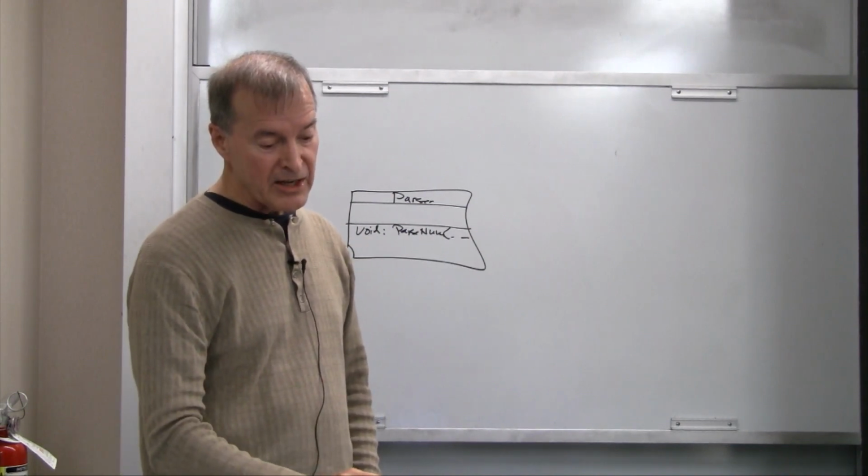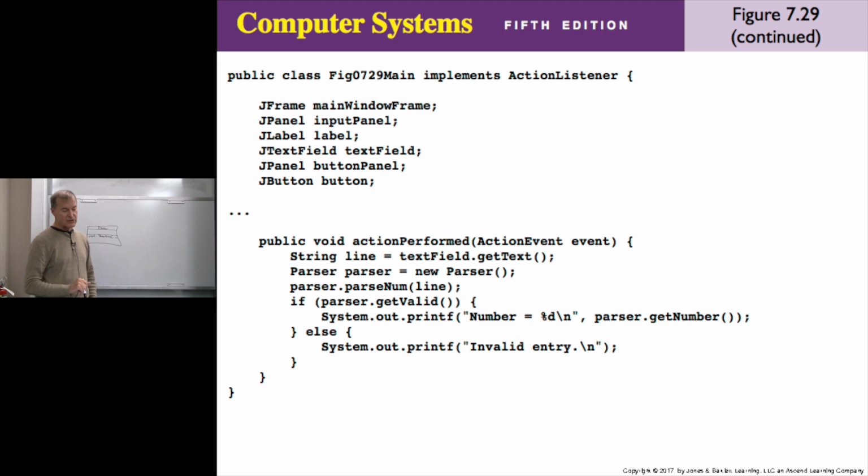Now, what about the next line? If parser dot get valid. What does that tell us? The parser class must also have a get valid. And is it void? Yes or no? No. What does it return? Type Boolean. Is everybody clear on that? When we take a look at the code, we're going to expect to see a method called getValid, and it's going to return type Boolean because we're using it in an if statement. Is everybody good?